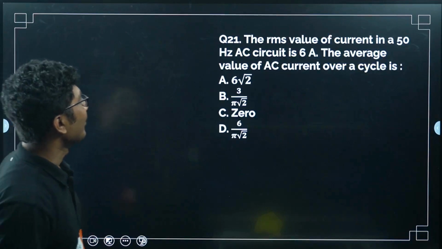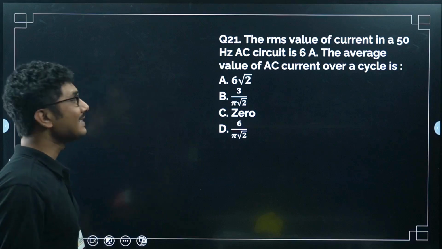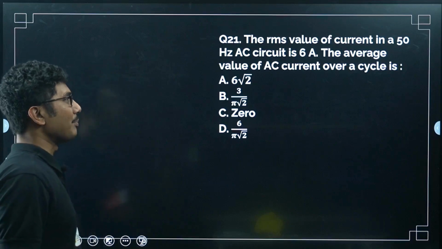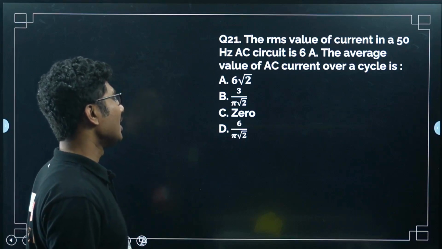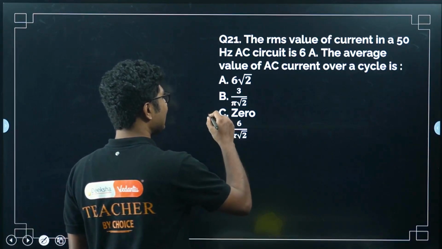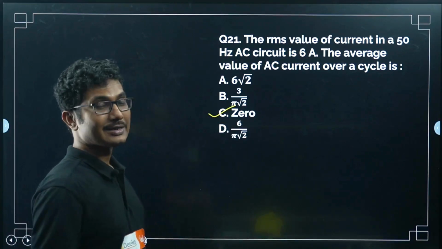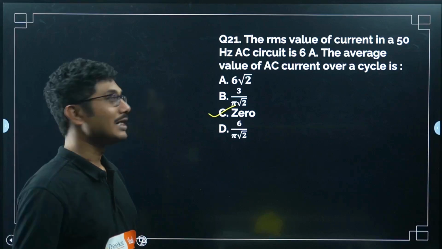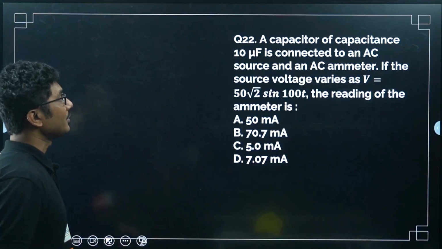Now next, 21. The RMS value of current in a 50 Hz AC circuit is 6 ampere. The average value of AC current over a cycle is. So the average value of AC in any circuit is always 0. Average value of current, average value of voltage, okay, as long as it is sin theta or cos theta, the average value will be 0. Remember that. Now question number 22.